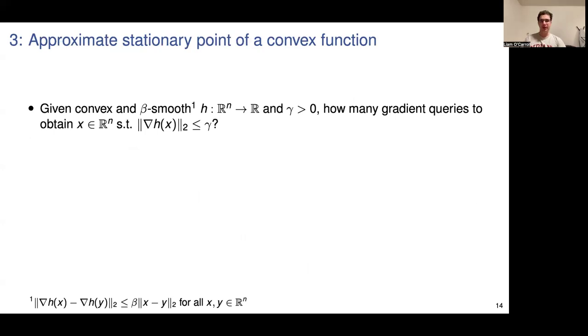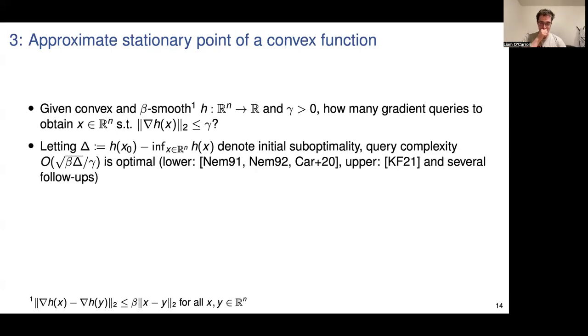And then for our final application, we're going to look at the problem of computing an approximate stationary point of a convex and beta smooth, meaning the gradient is Lipschitz, function h. So given some gamma greater than 0, we're going to ask how many gradient queries are needed to obtain a point x such that the Euclidean norm of the gradient of h is bounded by gamma. And if we let delta denote the initial suboptimality, it's been shown that a query complexity of the square root of beta delta over gamma is optimal.